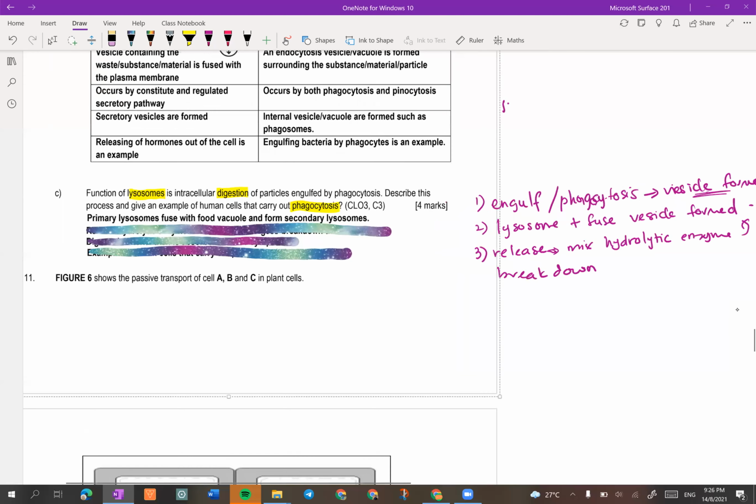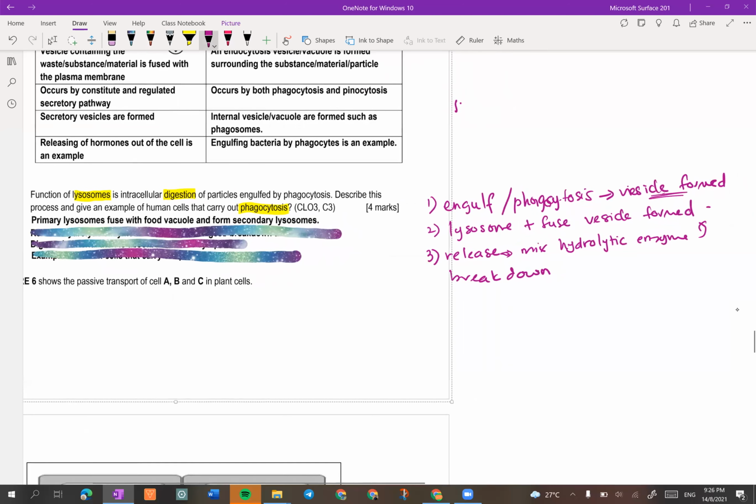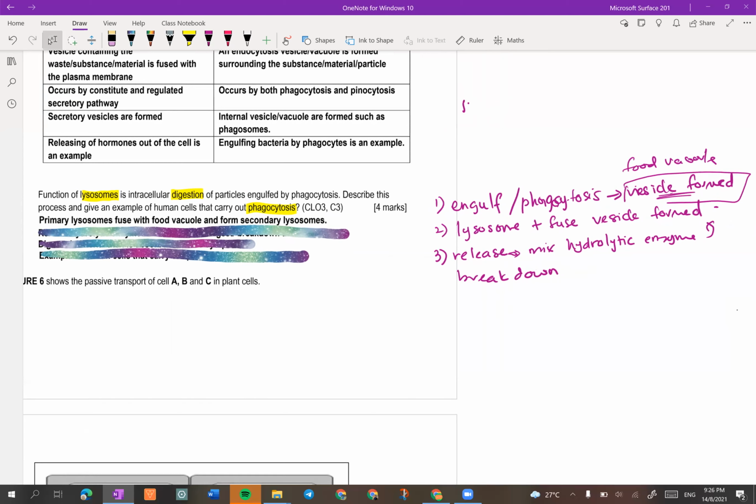Primary lysosome fuses with food vacuole. Okay, because what is eaten, this vesicle that forms, you can also call it a food vacuole. And form secondary lysosome. Okay, this one is actually very important. Primary lysosome means it has nothing in it. It is just a lysosome. But if it has already fused with another thing, you call it a secondary lysosome. So here they gave food vacuole because the question asks to describe the process and an example in humans. So they gave food vacuole directly.